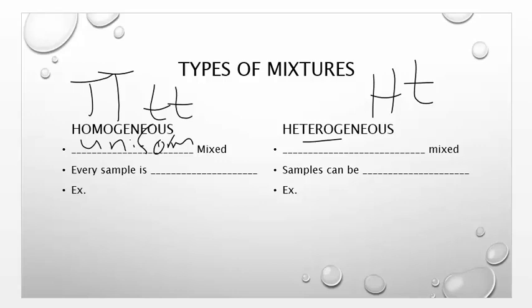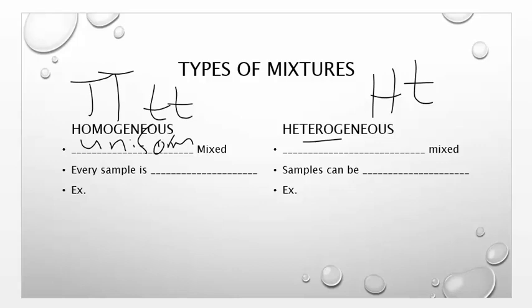In a homogeneous mixture, every sample that you take from that mixture is going to be the same. It doesn't matter what you do. If I take it from the top or the middle or the bottom, wherever I take a sample from, all those samples are going to look the same because they were uniformly mixed. You can't say that about heterogeneous. The samples can be the same, they can be different, depends upon where you take the sample from. So therefore it's not uniformly mixed because it depends on where you take it from.